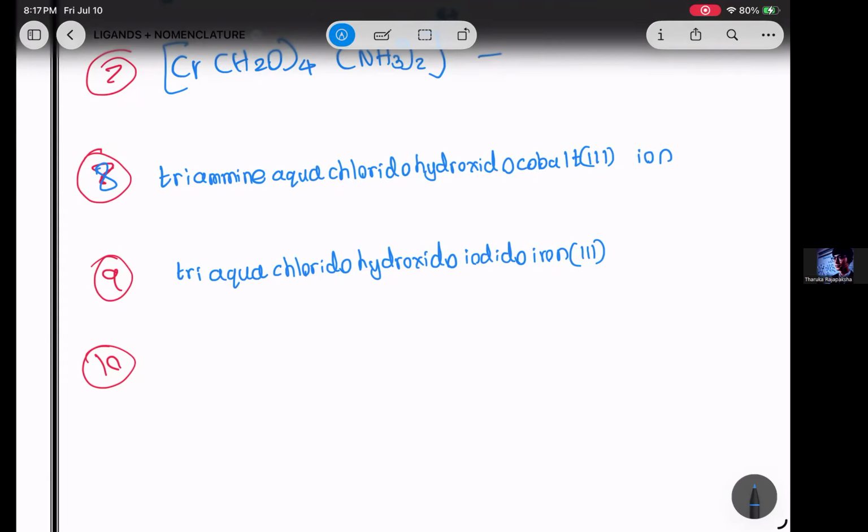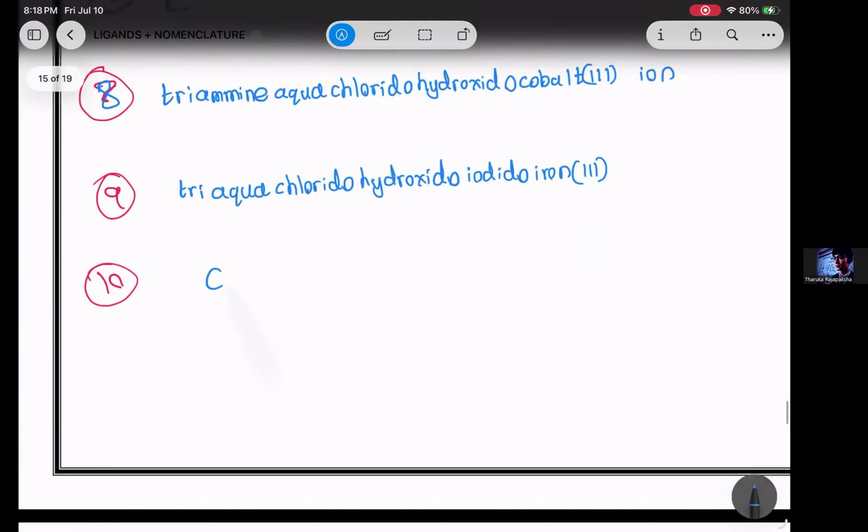Hurry. Tenth one, you have to write the name of this compound last.